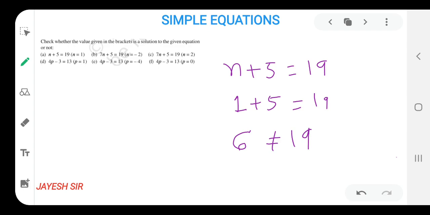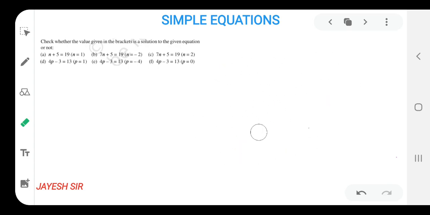That means it does not satisfy and the given equation is not correct. So for the first one, similar to the previous sum, we only have to do this and we will get the answer. So the value n equals 1 does not satisfy. I hope you all might be getting it. So let us begin with the next sum, that is the second sum for the day. The second sum is 7n plus 5 equals 19. We have to put the value of n as minus 2.